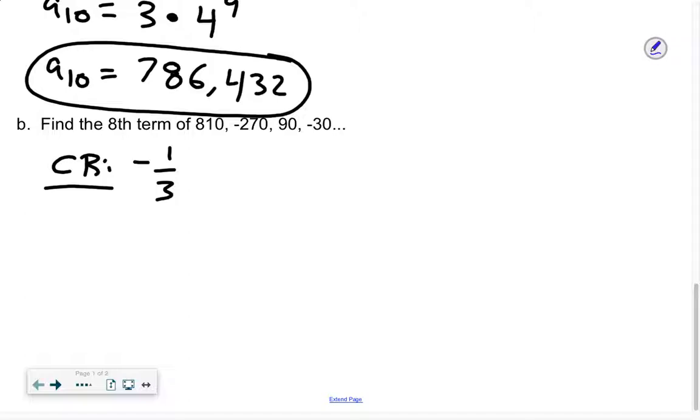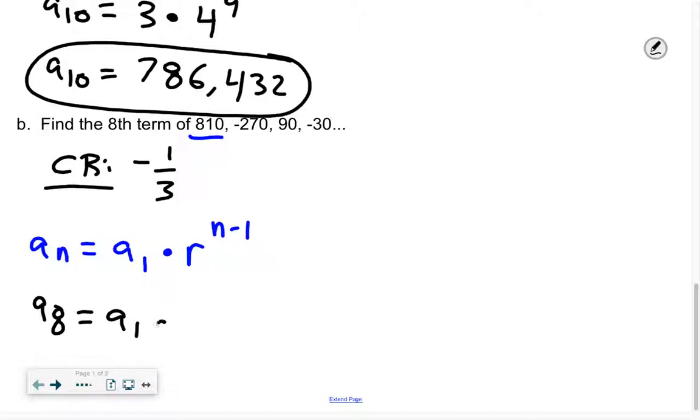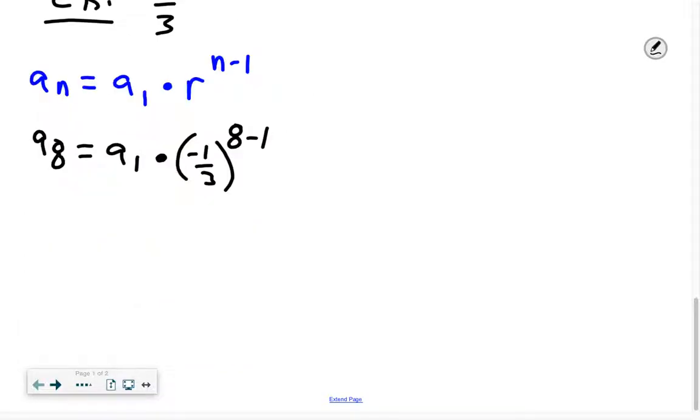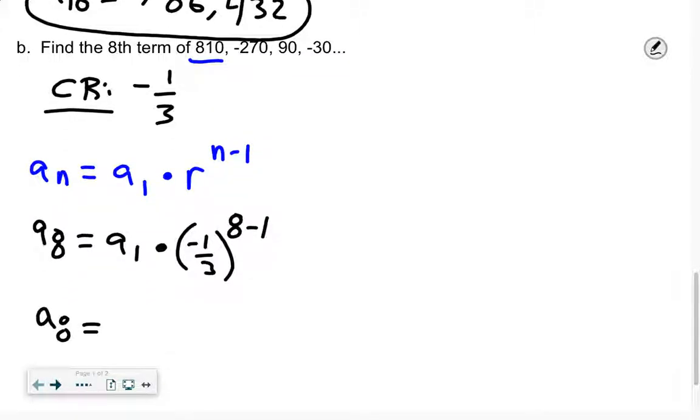Again, if we want to, we can use this very first term. That's fine. So a sub n is equal to a sub 1 times r to the n minus 1. The n value that we're solving for is 8. a sub 1 times the common ratio, which is negative 1/3, raised to the 8 minus 1. a sub 1, we can plug that in. We said that was 810.